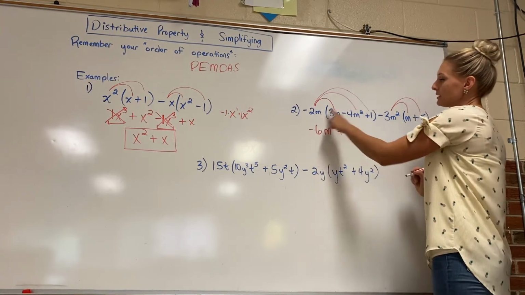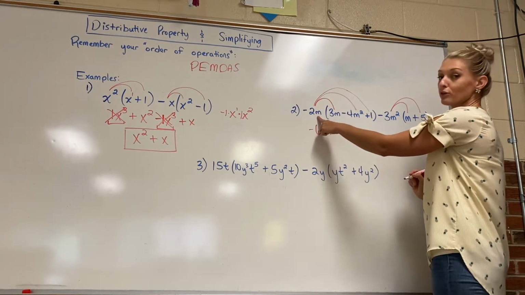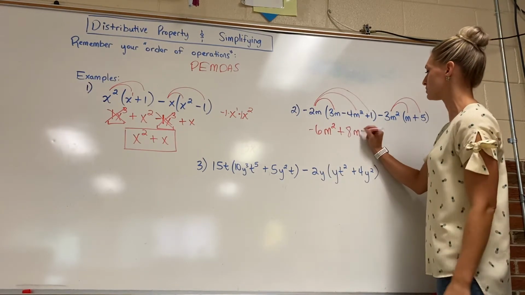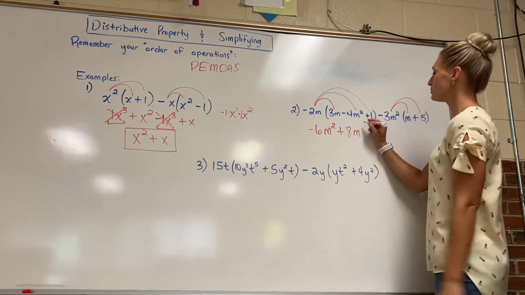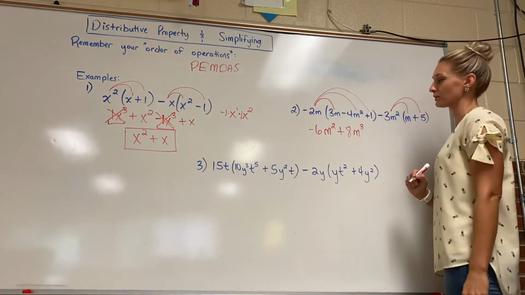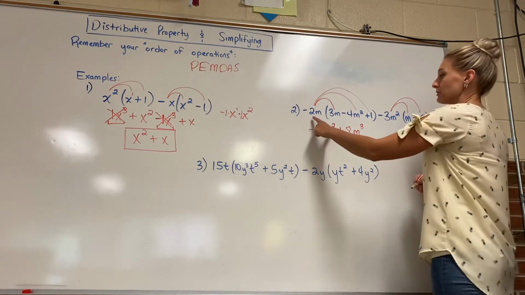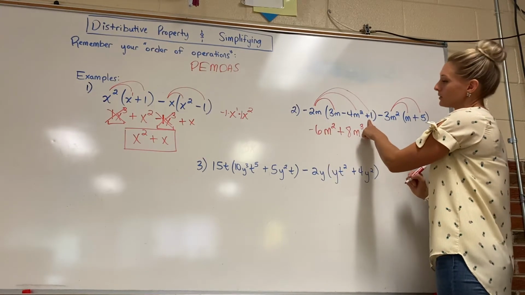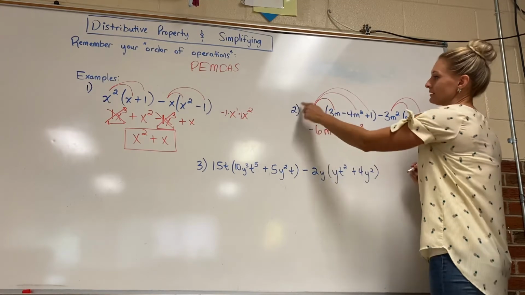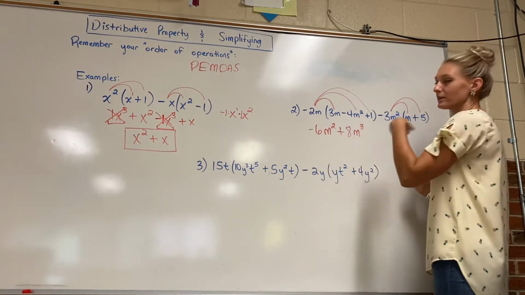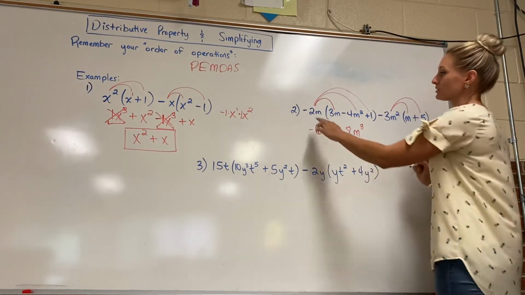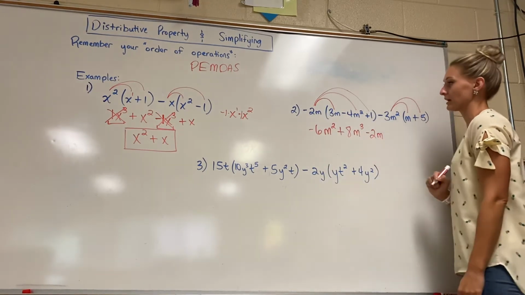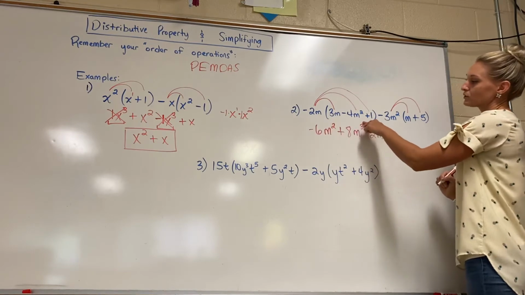And then m times m squared. This is like m to the first times m squared. So when we add the exponents, we get m to the 1 plus 2 is 3. So m to the third. Okay. From here, we've got negative 2m times positive 1. Well, that's going to be negative 2m because anything times 1 is whatever you have. So negative 2m times 1, we get negative 2m. All right. So we've distributed that negative 2m to everything.